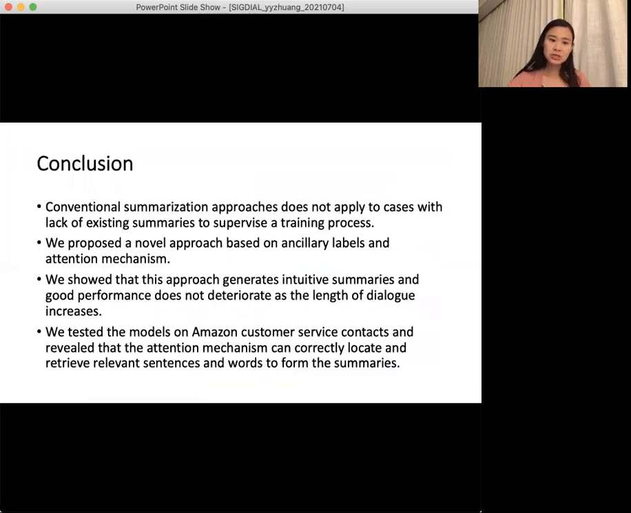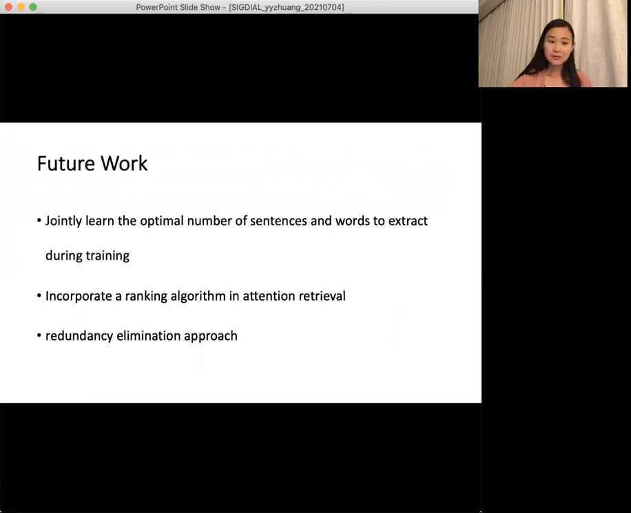So in conclusion, in this paper, we proposed a novel approach based on ancillary labels and the attention mechanism to address the issues of conventional summarization approaches where existing summaries are not available. We tested the proposed methods on Amazon customer service contacts and showed that this approach generated intuitive summaries, and the good performance did not decrease as the length of the dialogue increases. We left several challenges as open questions for future work.